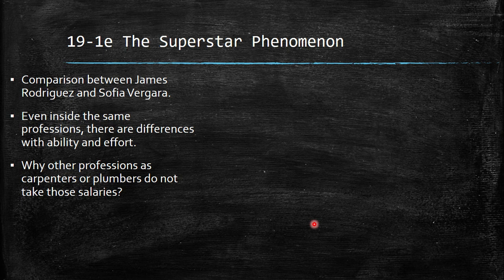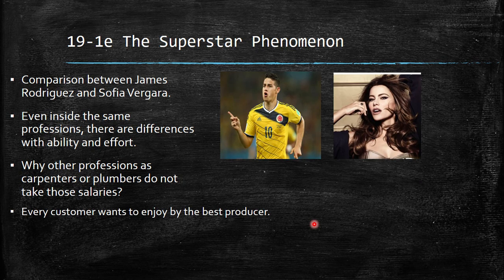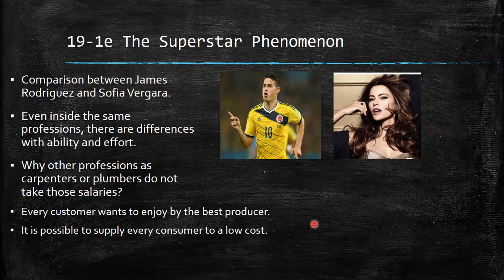But it's interesting to wonder why, for example, carpenters or plumbers do not take those salaries. This is basically because these two stars have something really interesting: every customer wants to enjoy the best producers, and it's possible to supply every consumer at a low cost. That's the trick. The marginal cost of turning on one additional TV is almost zero.